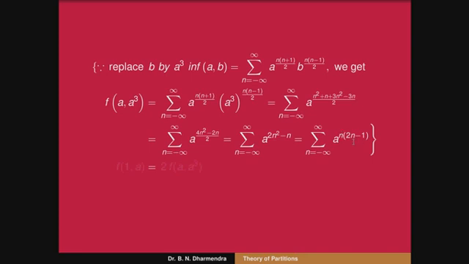So the value of the RHS from the previous one can be written as f(a, a³). So it can be written as f(1, a) is equal to 2 times f(a, a³). So once again we have to prove this result in terms of an infinite product.